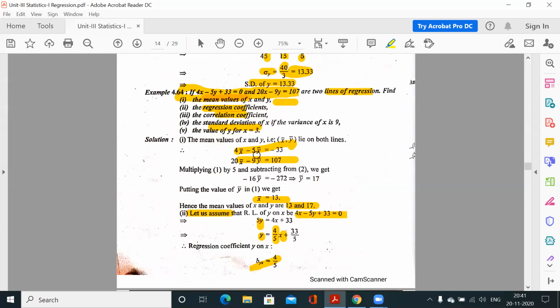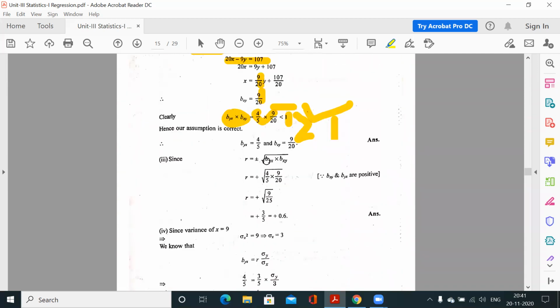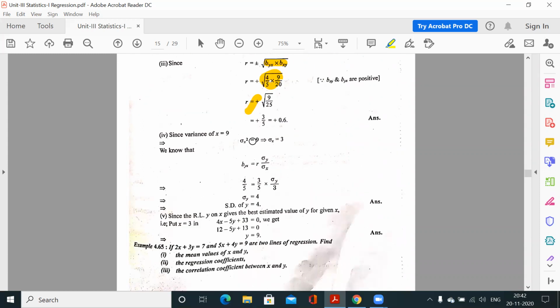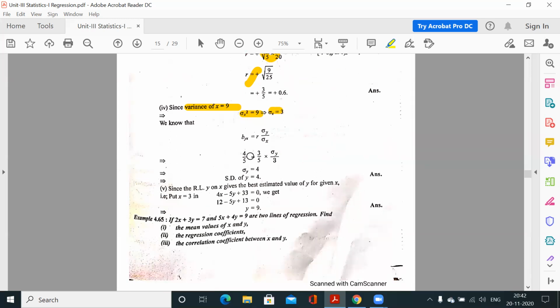The next question is the same. The correlation coefficient is the square root of the product of the regression coefficients. Take the plus sign because both regression coefficients are positive. Again, the variance of x is given as 9. That means sigma x square is 9, so sigma x is 3. So we can get sigma y.